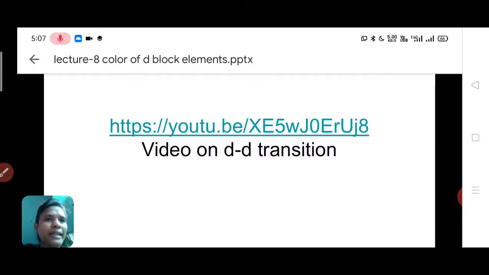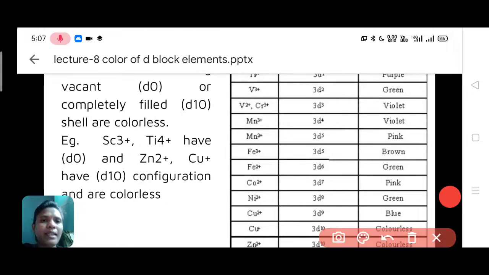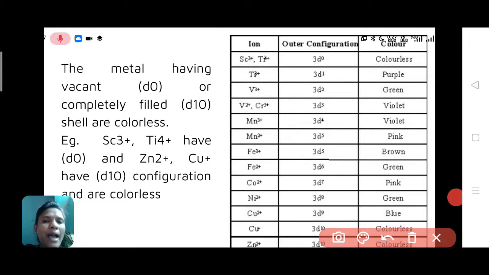So now in the next slide we will see that some elements are present in colorless form also. So why are some compounds or complex compounds present in colorless form? See here, when in any complex compound the central metal atom has a d0 configuration, d0 configuration means no electrons are present in the d orbital. That's why they appear as colorless.